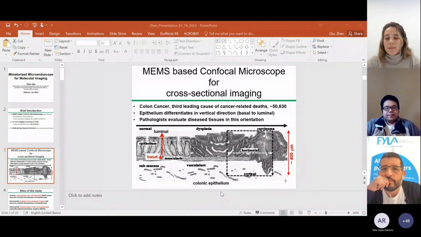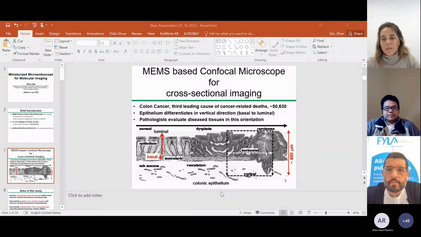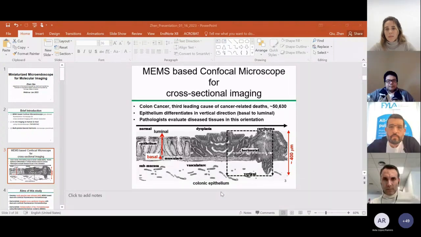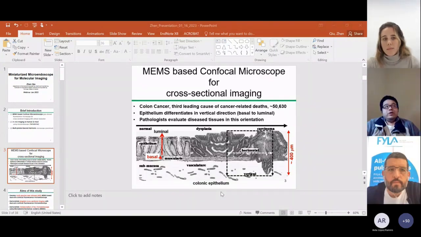Thank you very much for such a nice presentation. I just wanted to know if within your confocal microscope, when you do the cross-sectional image, there is any automated identification of cells that you do, or you're just doing the imaging at the moment? Okay, we are only focused on imaging at this moment, fluorescent imaging. Okay, thank you very much.